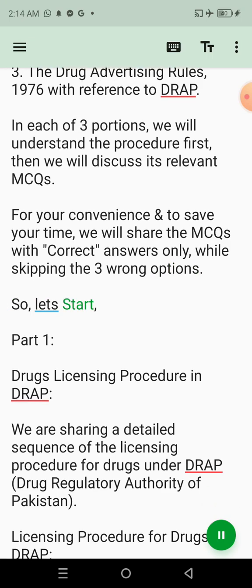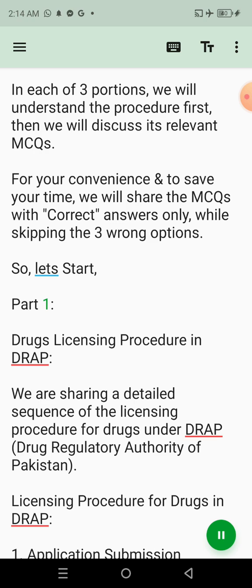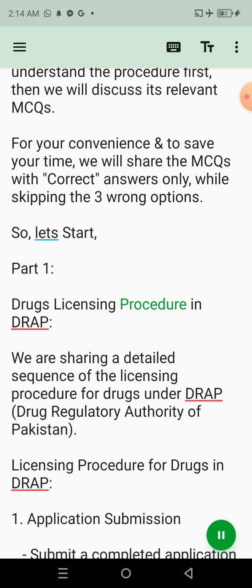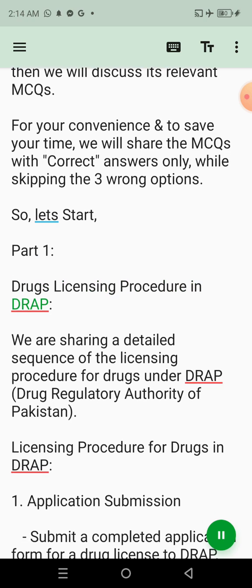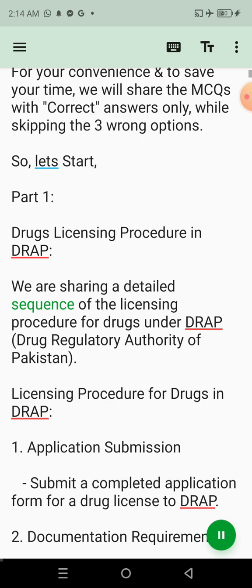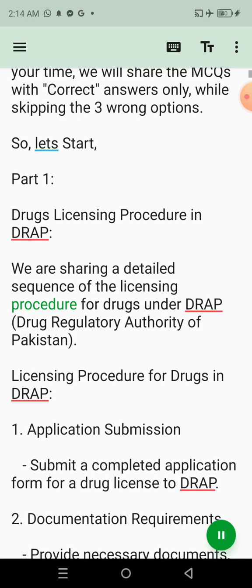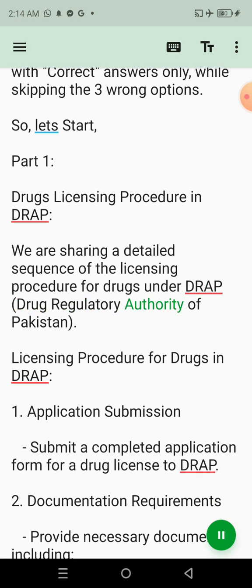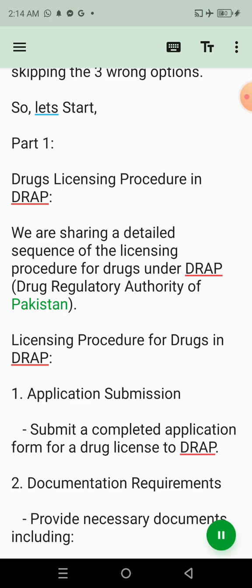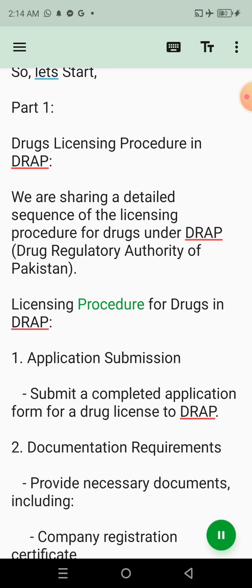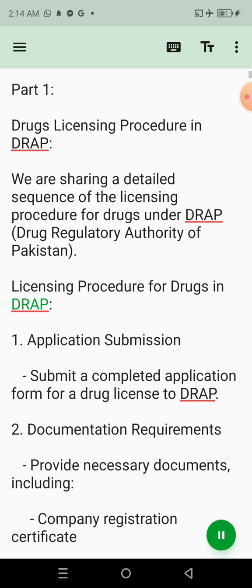So, let's start. Part 1. Drugs Licensing Procedure in DRAP. We are sharing a detailed sequence of the licensing procedure for drugs under DRAP, Drug Regulatory Authority of Pakistan. Licensing procedure for drugs in DRAP.